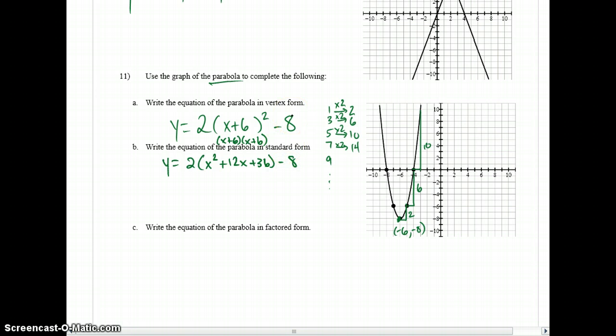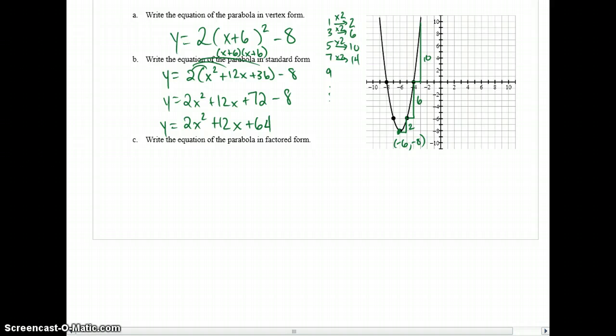All right, we want to get into standard form, so we have to deal with the 2 and the 8 at the end. Order of operations says going to worry about the parentheses first. We took care of our exponent, so the 2 is going to distribute inside. We have 2x squared plus 12x plus 72 minus 8. Last thing, we can combine like terms. The 72 and the minus 8 combine to 64. Sorry about that. And the last question, write the equation of the parabola in factored form.